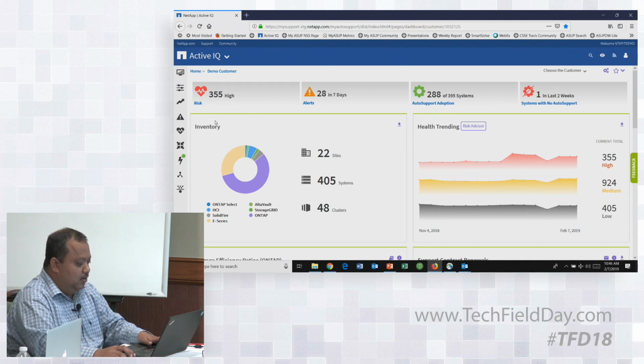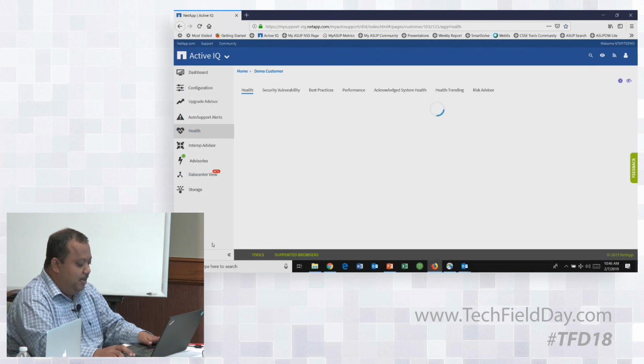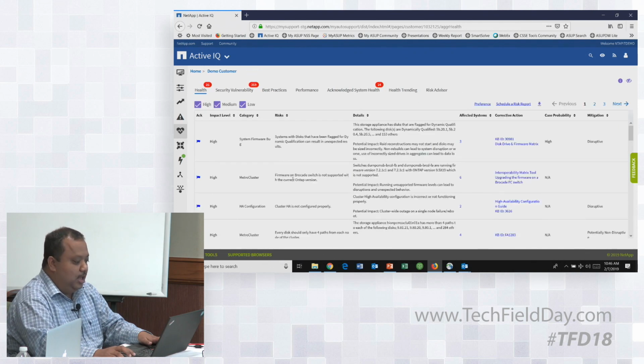So to drill down into the details, he has several ways. Either he can click on the card. Generally, he uses this left navigation to click on this health tab in ActiveIQ, and this actually brings him to the health summary of ActiveIQ.